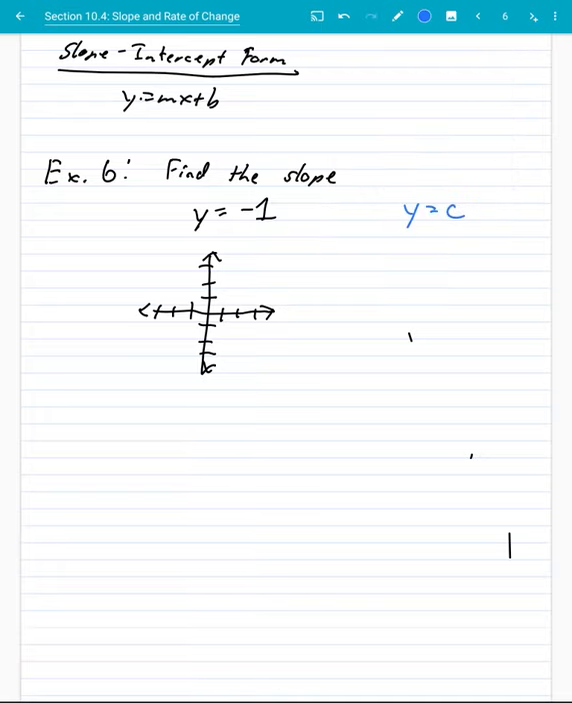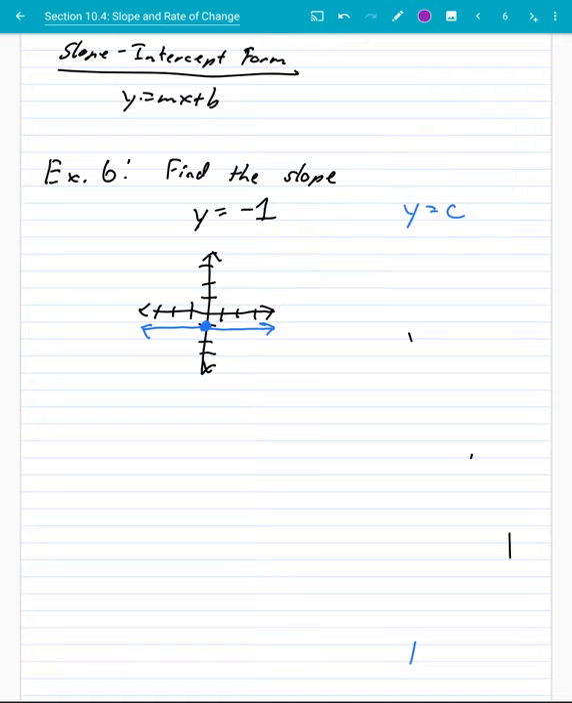If I wanted to draw y equals negative 1, remember I go down to negative 1 on the y-axis, and I go ahead and draw a horizontal line there. So the horizontal line shows the graph and the slope. You can visually see it. But let's think about this.